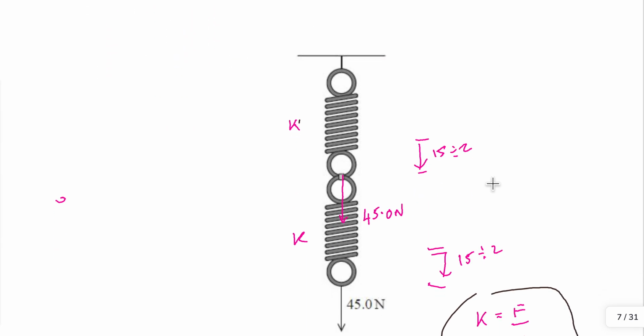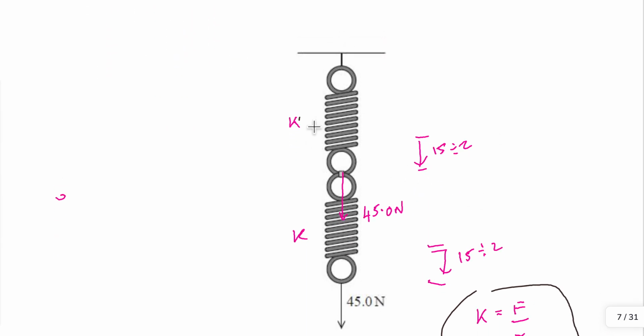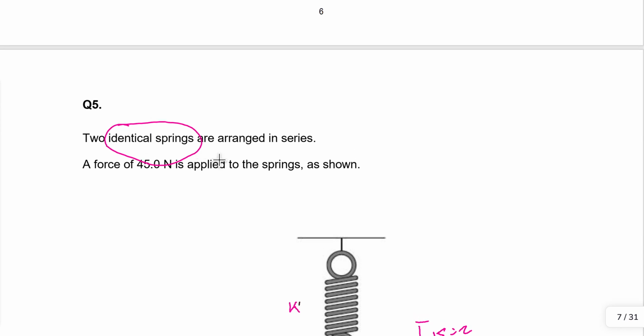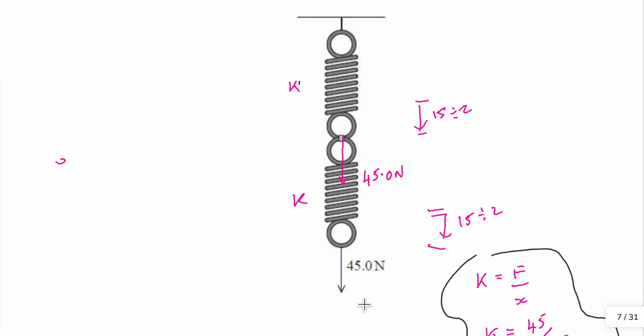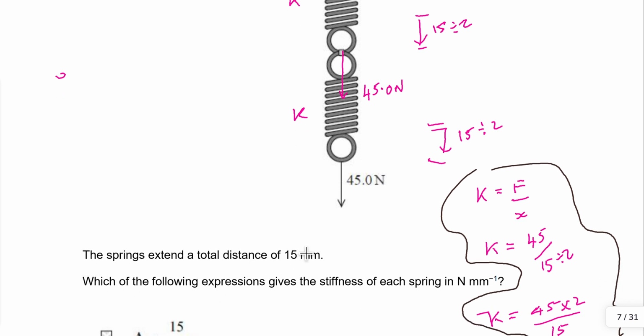Question 5, we have two springs in series. They are identical as mentioned in the question. They have a force of 45 newtons pulling down on them, and we have been told that the overall extension is 15 millimeters, and they've asked us to find the stiffness, i.e. the force constant, in newtons per millimeter. So we don't really need to convert that millimeters to meters.